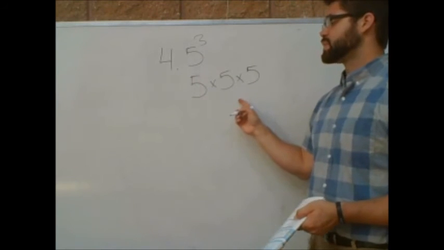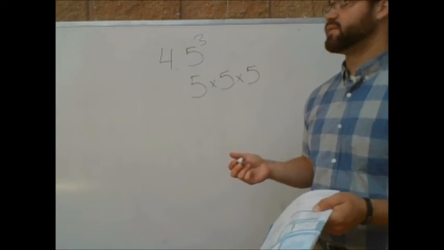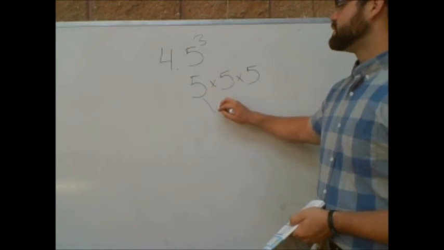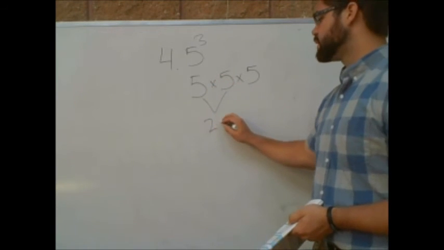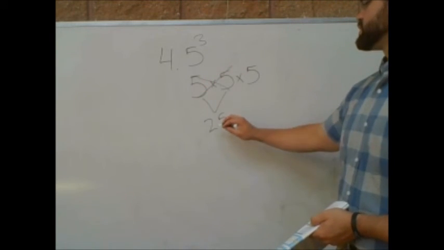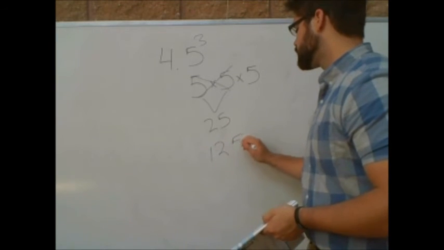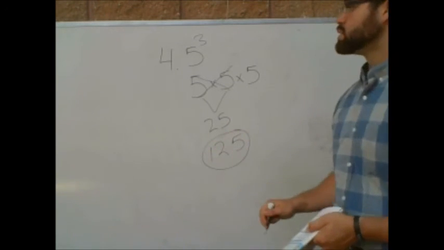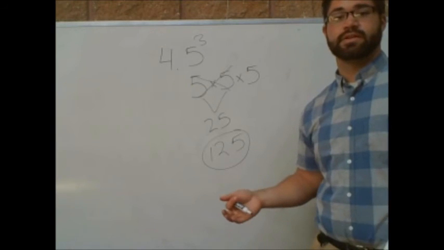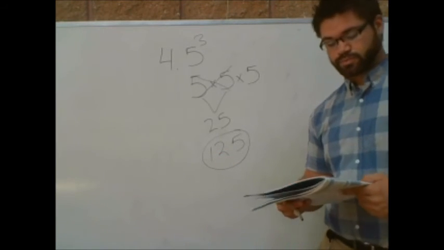It's 5 of them. Okay, now don't just look at this and say 5 times 3 is 15. That would throw you off a little bit. We have to look at this and say, what's 5 times 5? 5 times 5 is 25. Now, we're done with these numbers. What's 25 times 5? Well, 25 times 5 is 125. So, 5 to the power of 3, or 5 to the 3rd power, is 125 in standard form.